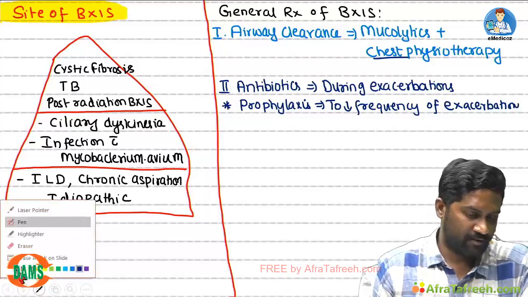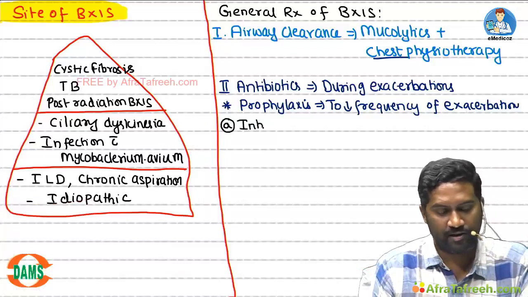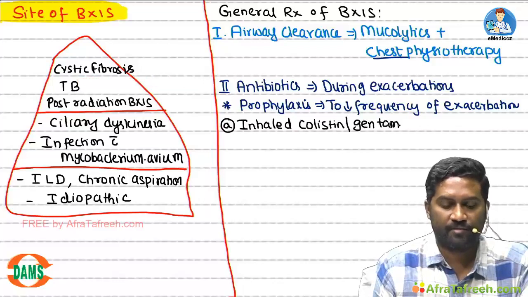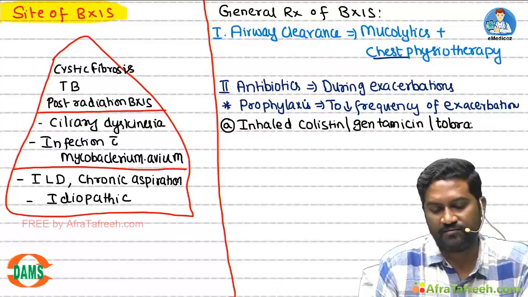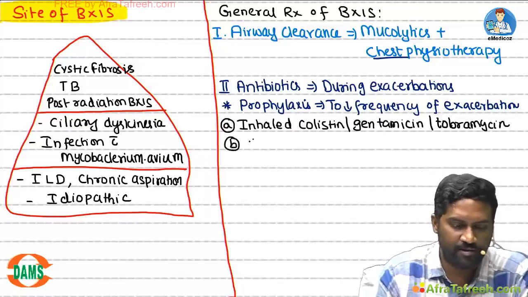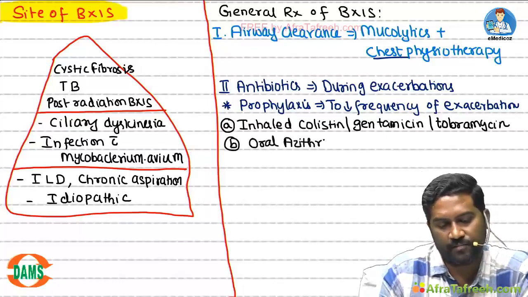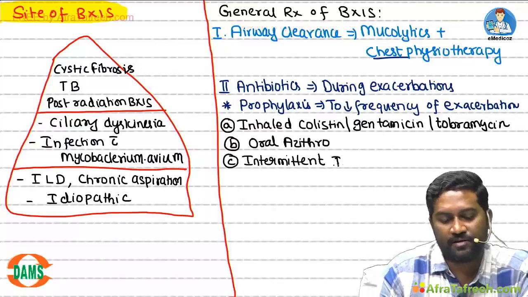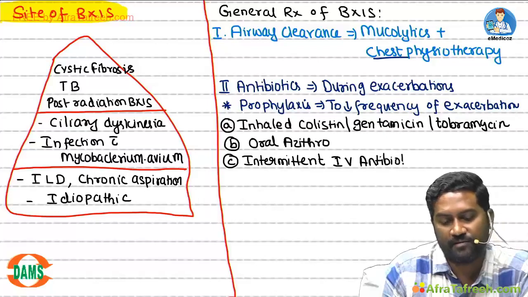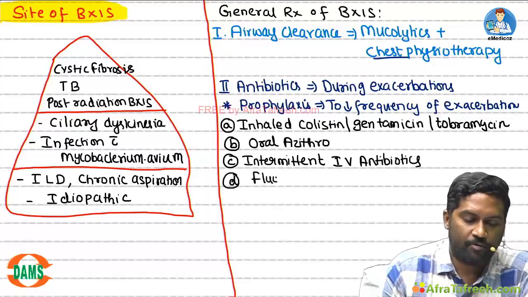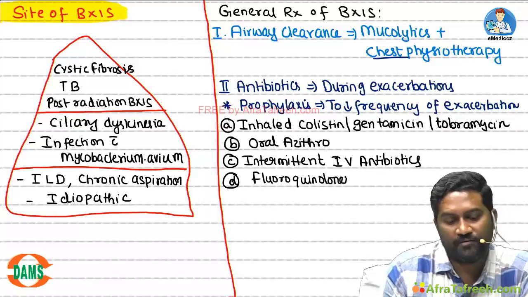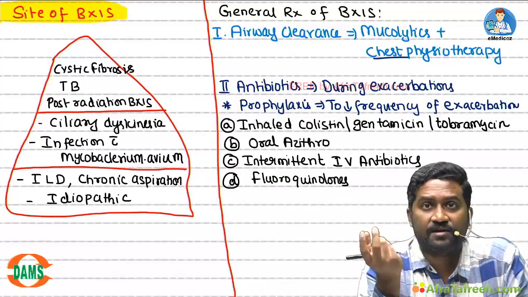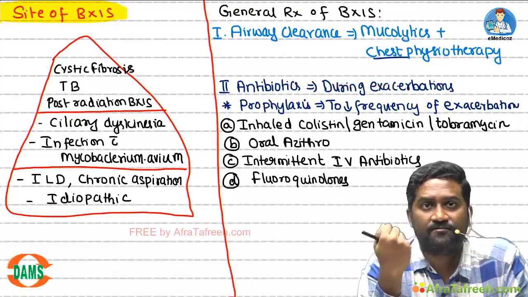Now what are the antibiotics available as prophylaxis? The first group is the inhaled form. We have either inhaled colistin, gentamicin, tobramycin. If it is not available, we can go for azithromycin. In a few areas, they admit the patient once every month and give intermittent IV antibiotics. In Western countries, they also prescribe oral fluoroquinolones. But in India, because of the high TB burden, we are not giving fluoroquinolones. These are the various prophylaxis options: inhaled colistin, gentamicin, tobramycin, oral azithromycin, intermittent IV antibiotics, fluoroquinolones.